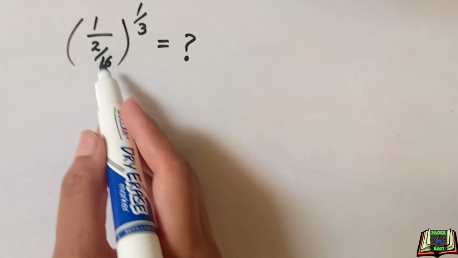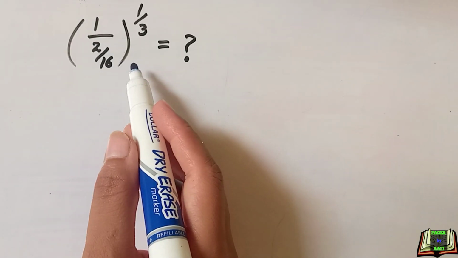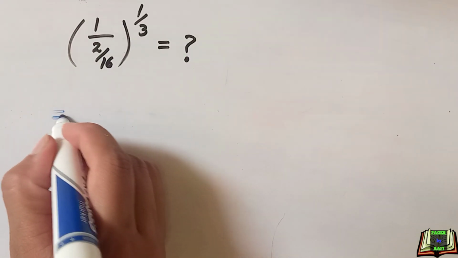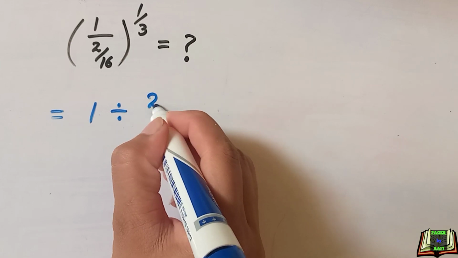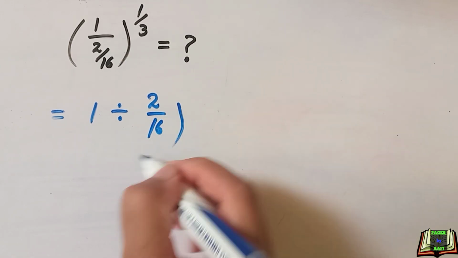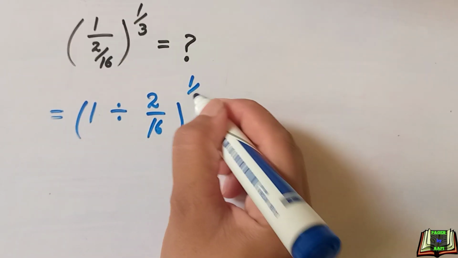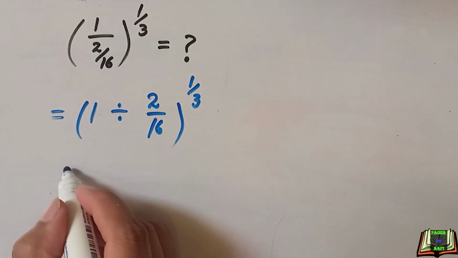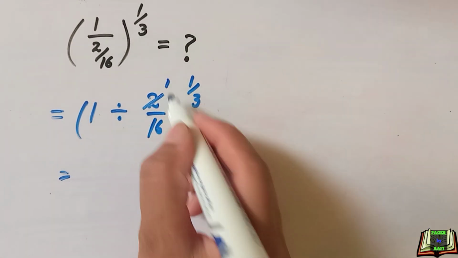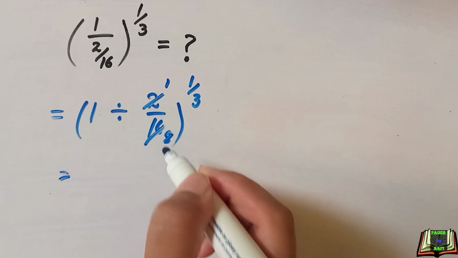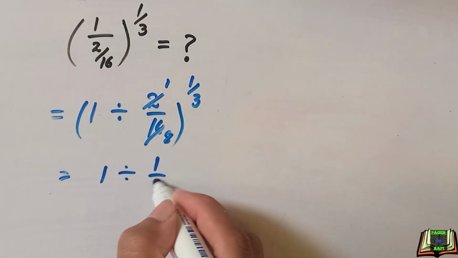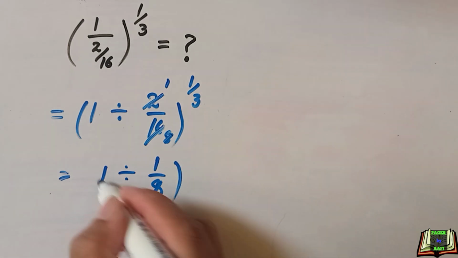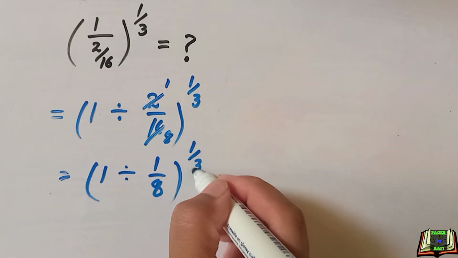In today's session, we are going to solve this rational expression involving rational exponents as well. The expression can be rewritten as 1 divided by (2 over 16) to the power 1 over 3. Here, 2 1 time is 2 and 2 8 time is 16. After simplification, it is equal to 1 divided by (1 over 8) to the power 1 over 3.